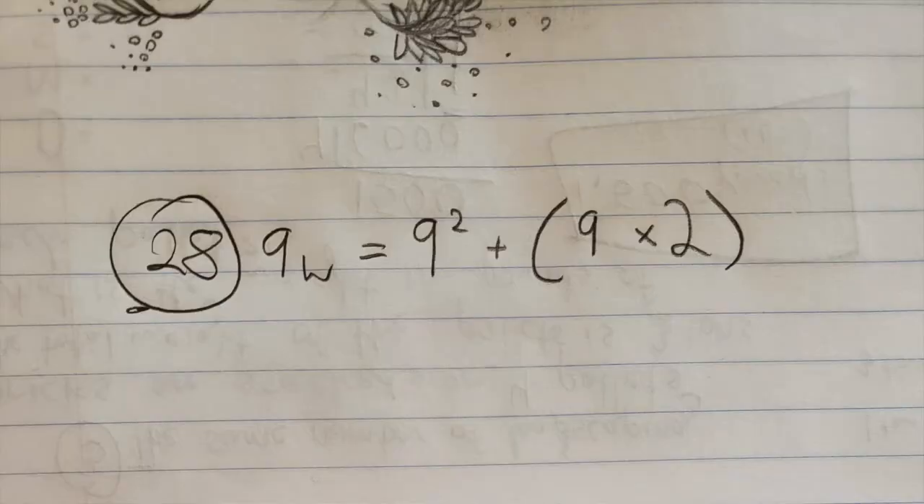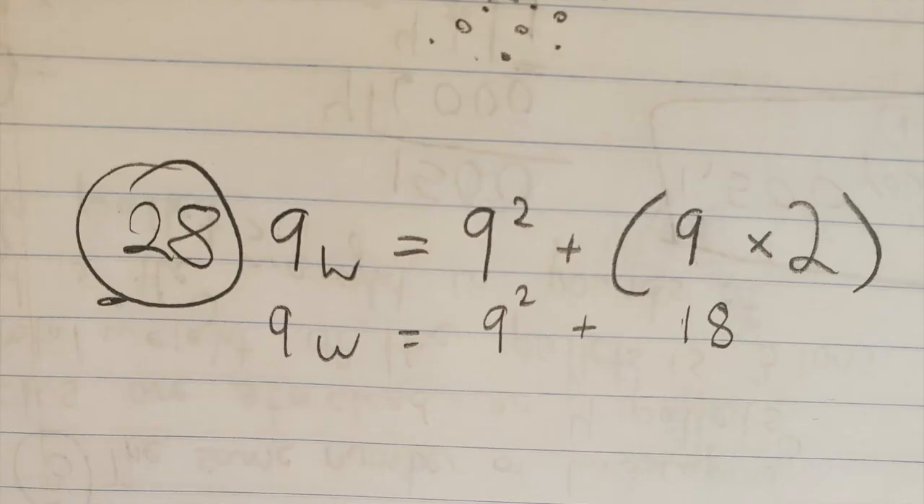So the first thing we're going to do is we're going to take care of the business in the parentheses. So 9 times 2 is 18. We're going to rewrite the problem, bring everything down. What's in the parentheses, we're going to just change that to our answer, 18.